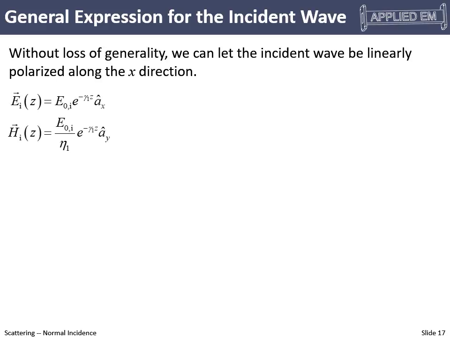For our incident wave, we'll first just write the electric field. It has some amplitude. It's propagating as e to the minus gamma 1 z. We're giving it a complex propagation constant simply because it leads to a more compact form here. And we'll let the electric field be polarized in the x direction. It turns out it doesn't matter which direction it is polarized. We'll get the same answer. So just for convenience, we'll let it be polarized in the x direction.